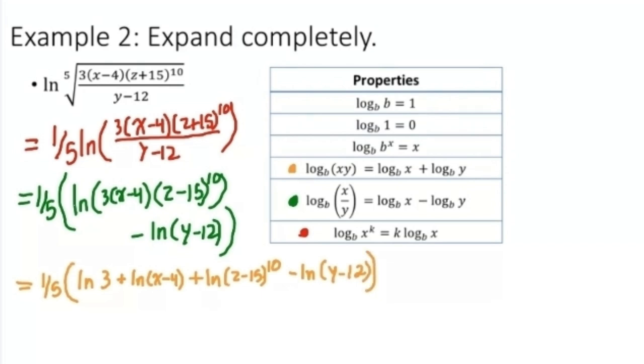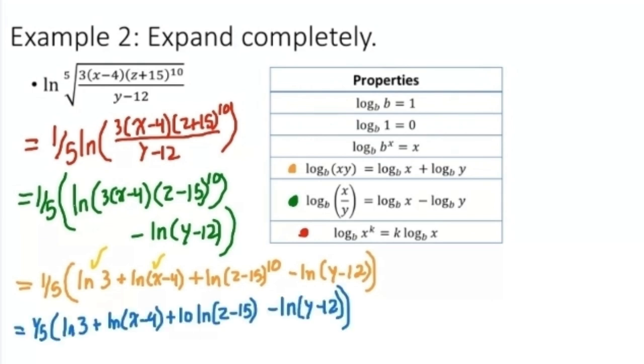Now if we check to see if there are any more properties we can use, natural log of 3 is as simple as I can make it. Natural log of x minus 4 is as simple as I can make it. But natural log of z plus 15 to the 10th, I can use the power rule again to bring the 10 to the front. And our natural log of z plus 15 to the 10th can be rewritten as 10 times the natural log of z plus 15. And we already know our last log is as simple as we can write it.